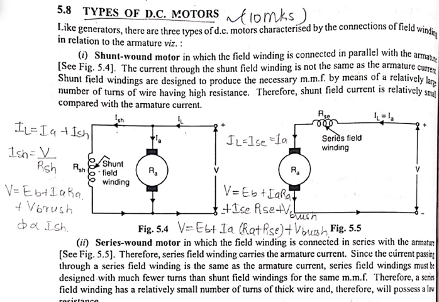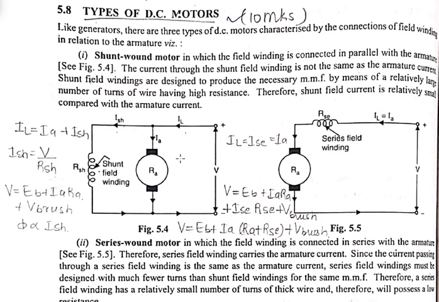In this session, we are going to look into different types of DC motor. What is the relation between the terminal voltage and the back EMF? Where do we find the back EMF? We find the back EMF in the armature winding. So first we consider the shunt wound motor.